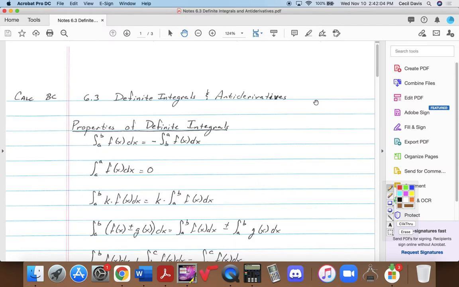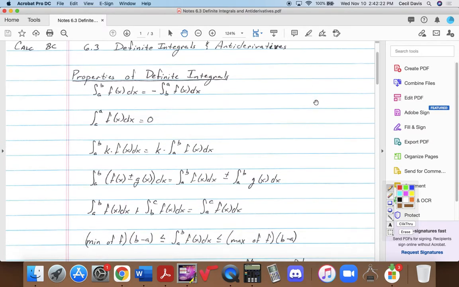So today we're going to look at some properties of definite integrals and some ideas about antiderivatives. We looked at antiderivatives just a very little bit the other day, just looking at what happens if you have a constant function and you want to find its definite integral. But here are some other properties.